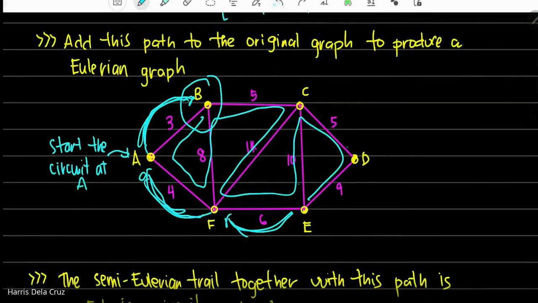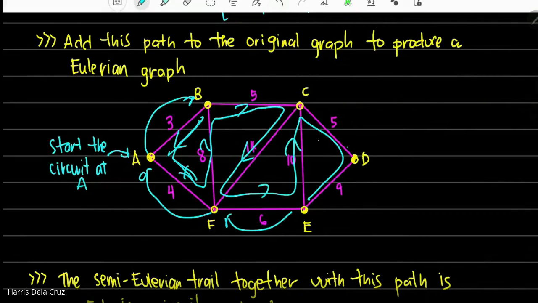Tama? Yung tinrail, yung kinuha nating trail. Which trail is that? Yung semi-Eulerian trail, starting from this one, yan. Yun yung sinundan natin na semi-Eulerian trail, and added the shortest path from E to B. These three edges. So that's a Eulerian circuit.